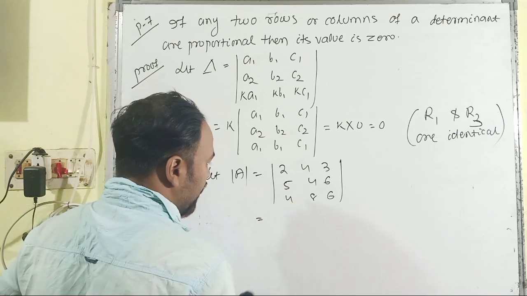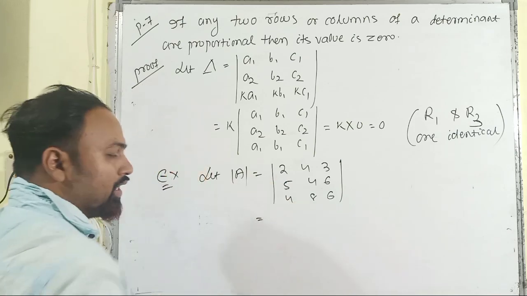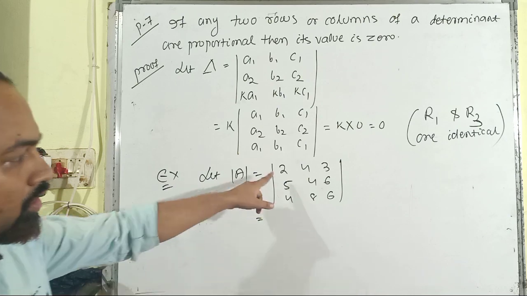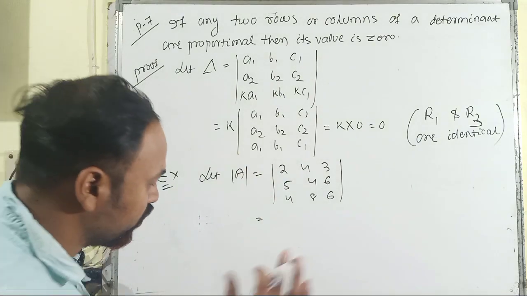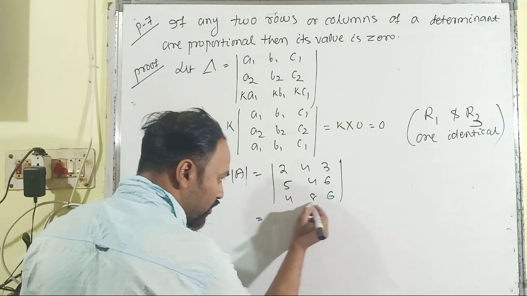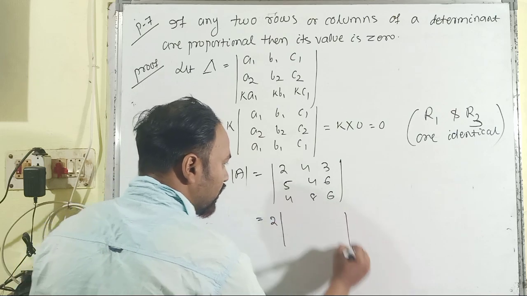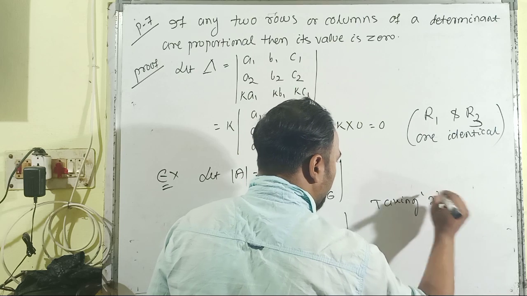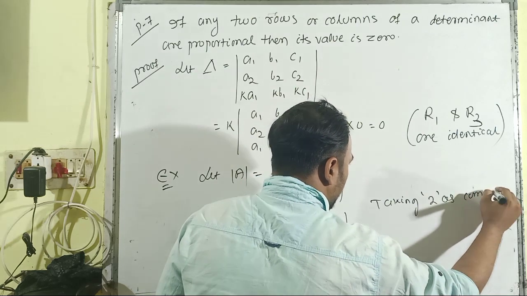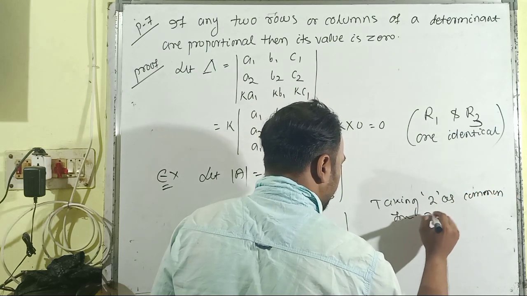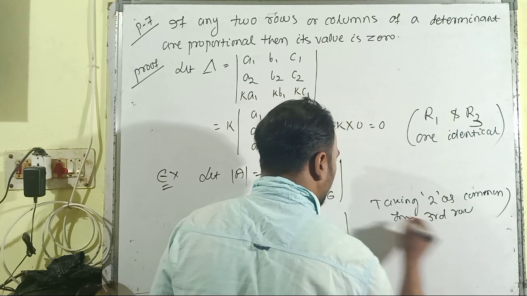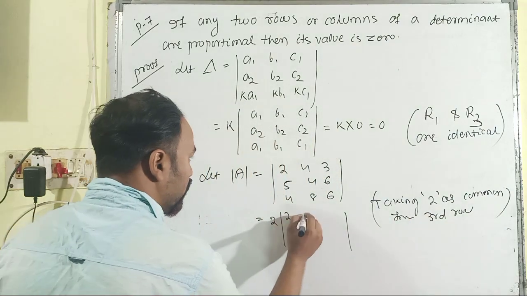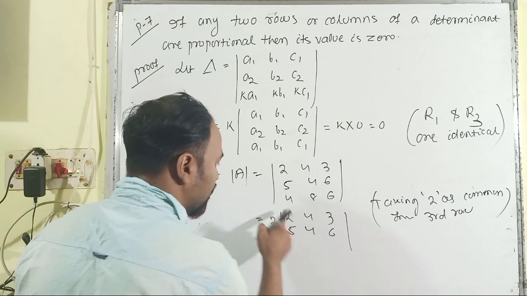Then this determinant will not be expanded. We don't have to expand this determinant to find out its value. Just let us take 2 as common from the third row, we have 2 4 3 5 4 6.